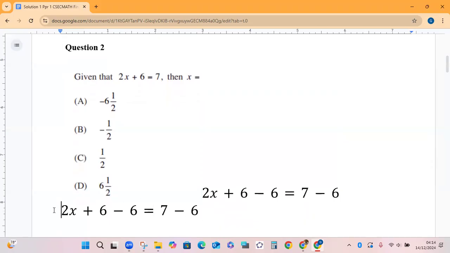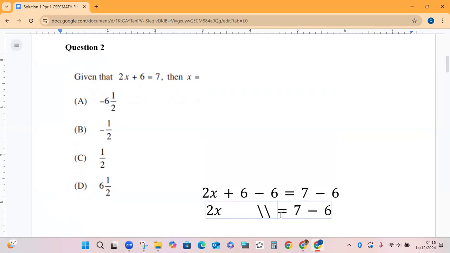So you're only going to have 2x on the left side, because 6 minus 6 is 0. And on the right side, you're going to have 7 minus 6, which is 1. As you can see, I'm trying to maintain the equal sign in one column. So the 6 disappeared, and the 7 less 6 will be 1.